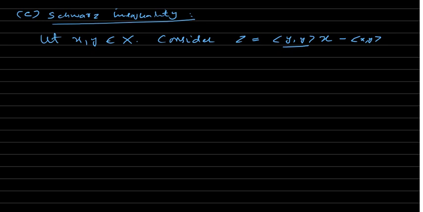Inequality. So let's take any two vectors in the linear space X and consider this vector: inner product of y with itself times x, so it's actually a scalar times x, minus inner product of x, so it's again a scalar, times y. Consider this vector, which is again in X, so this is a vector of X.